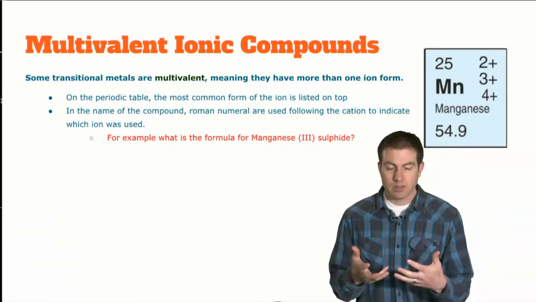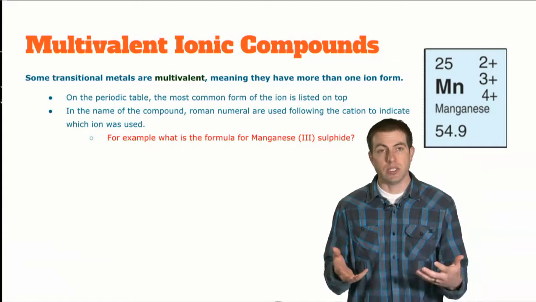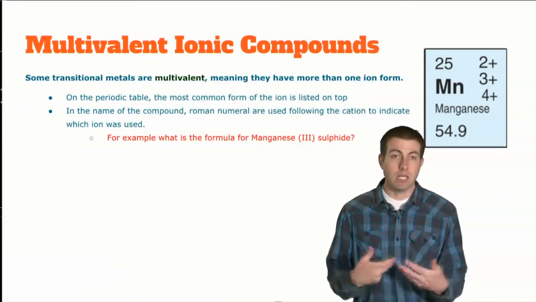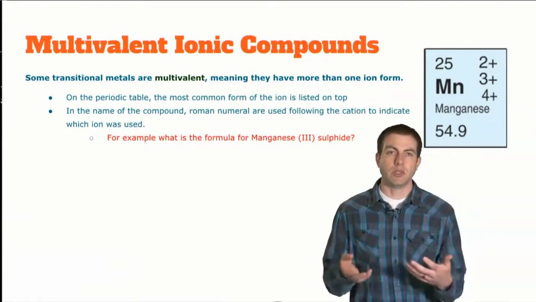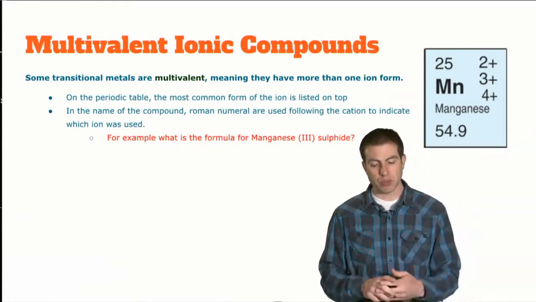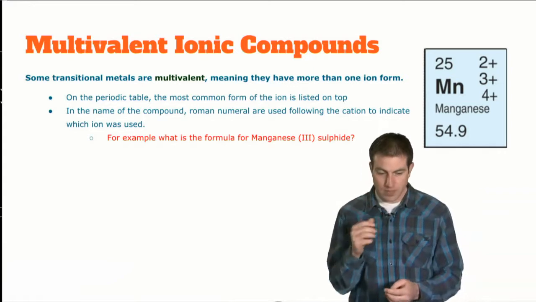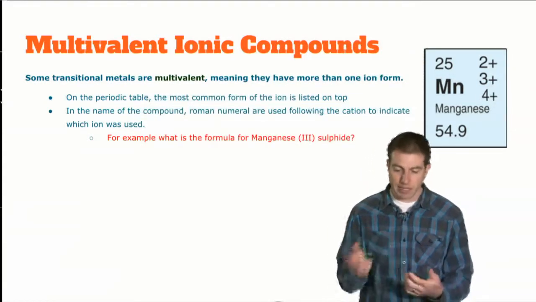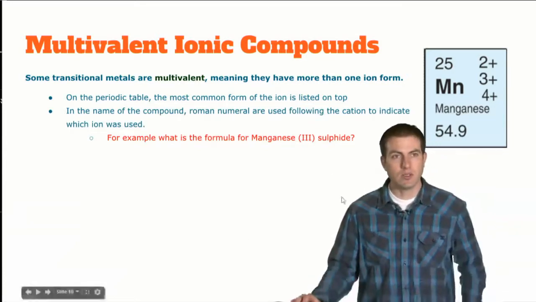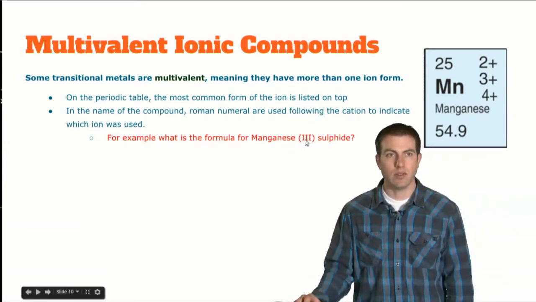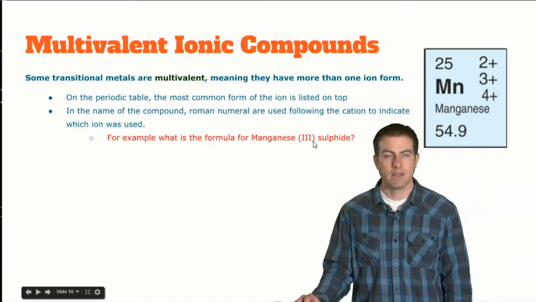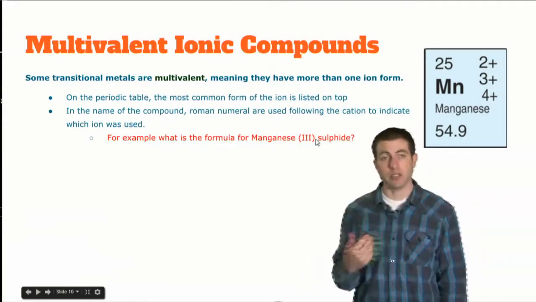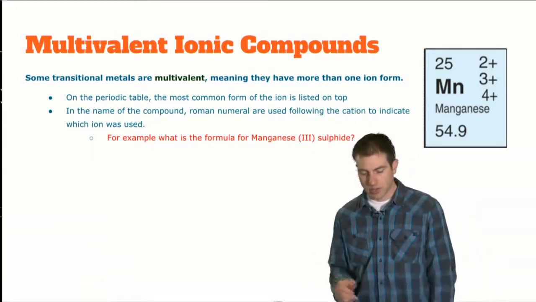So the way we have to distinguish these is we have to let you know, or you have to let me know, which charge we're dealing with. And the way we do that is with Roman numerals. So the example here is manganese sulfide. What is that going to look like? Manganese sulfide. Notice next to the manganese, I have the 3 here. And that means, hey, use the manganese with a charge of +3. That's what it's there for.